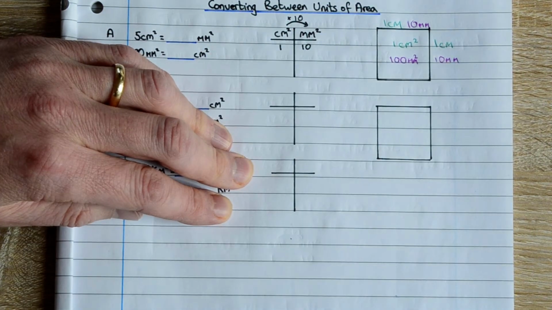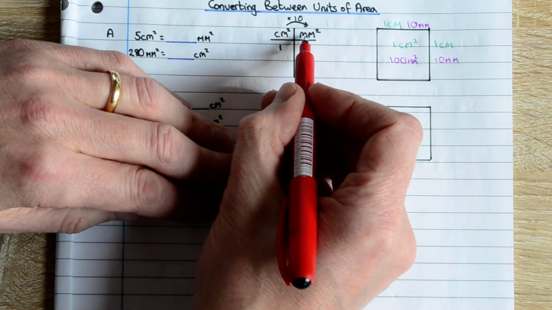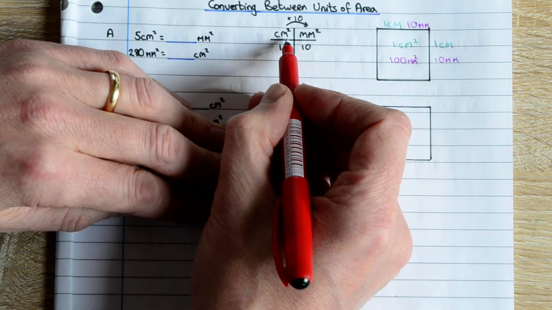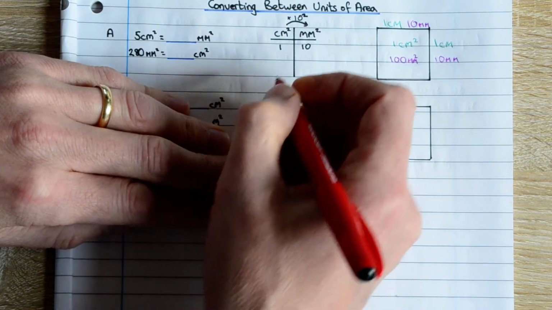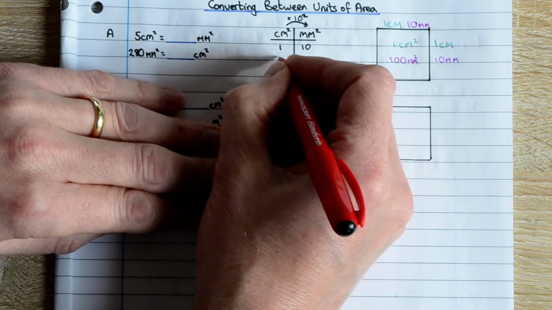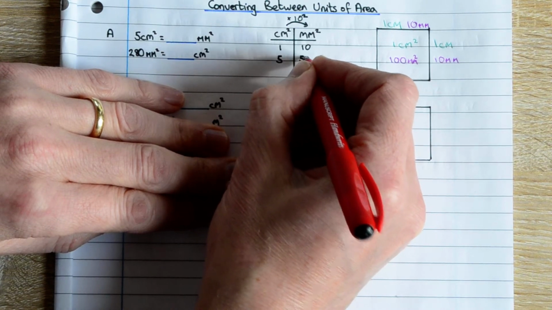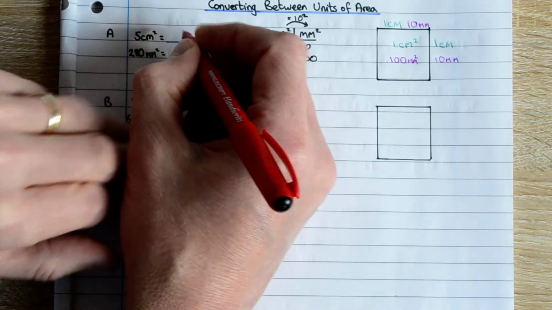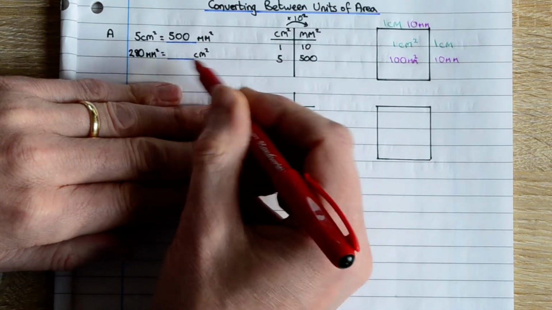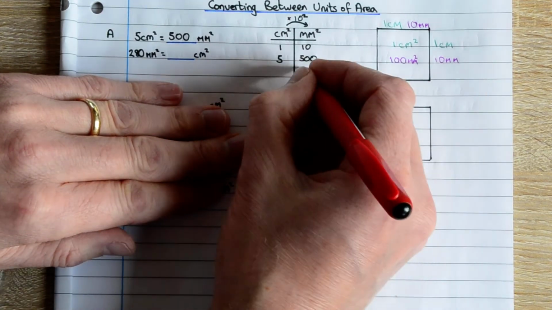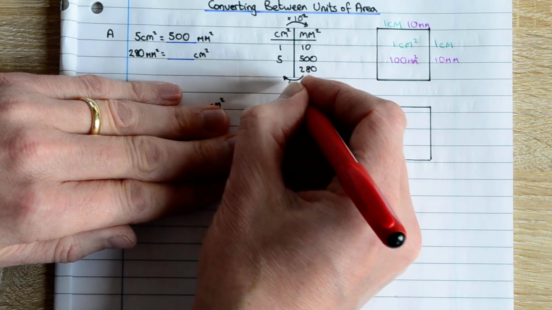And so it works that if you know your factor from centimetres to millimetres, for square centimetres to square millimetres, you square it. So for our question, 5 centimetres squared times by 10 squared, times by 100, 500 millimetres squared. How about millimetres squared working back to centimetres squared? We divide.